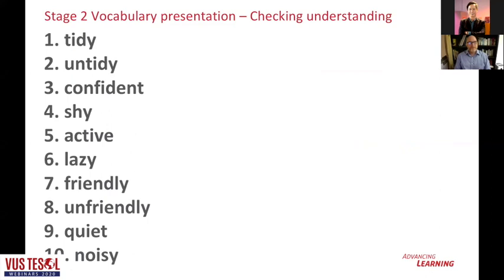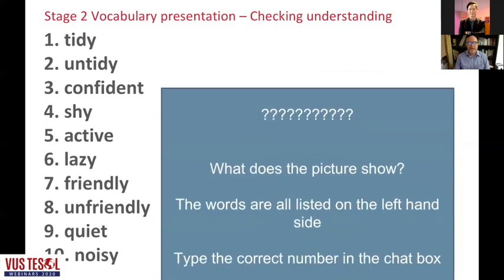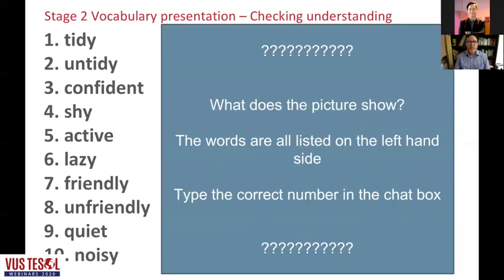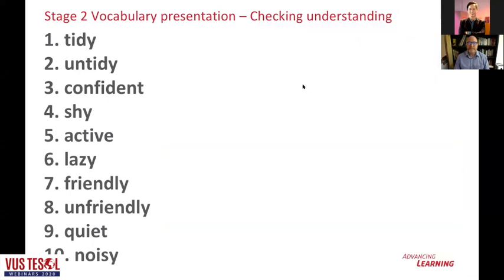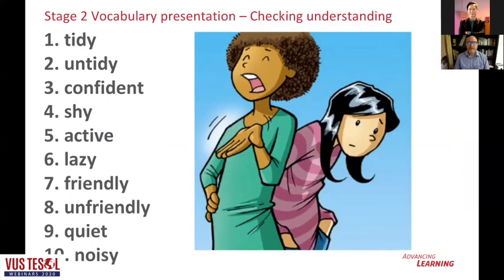So what we can now do is show an image, and in the chat box, the students will write down the number that corresponds to the image that I'm about to show you. So what does the picture show? The words are listed on the left-hand side. Type the correct number into the chat box. So are you ready? All right, well, here's the first picture. What number does it refer to?